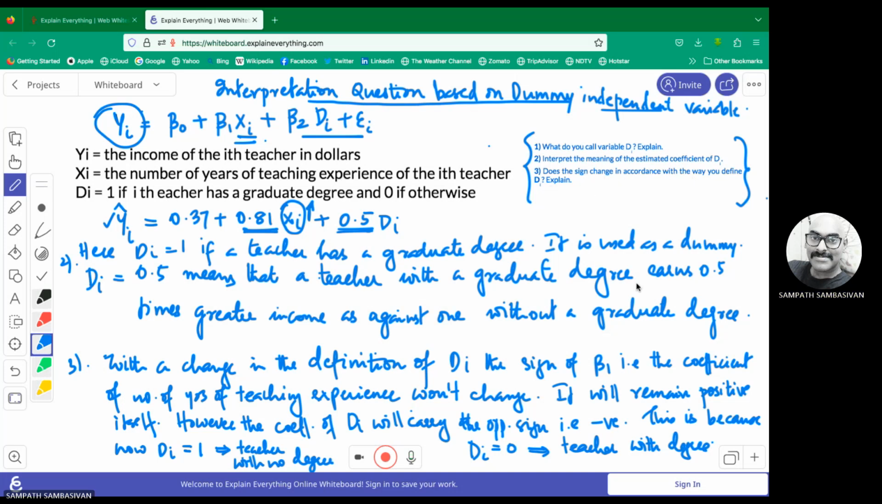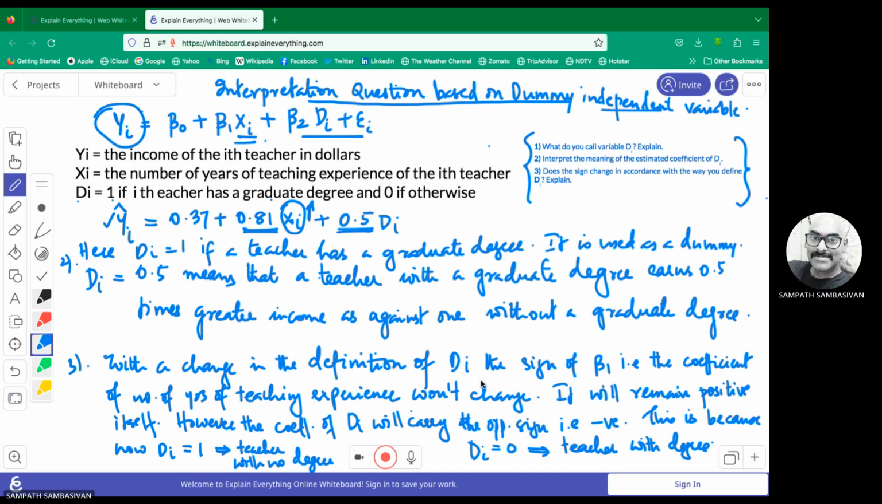Explain. The question is, if at all you change this definition of DI, how we have defined DI here, DI equal to 1 if teacher has graduate degree and DI equal to 0 if otherwise, right? If this definition is changed, for example, I'm putting this as DI equal to 1 if the teacher has no degree, and DI equal to 0 if the teacher is having a degree.